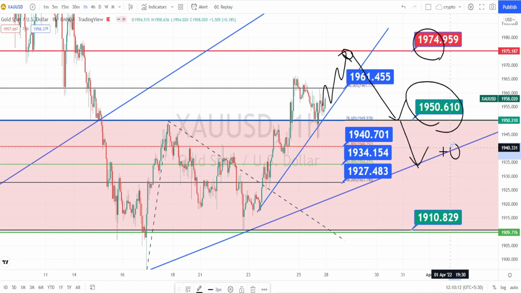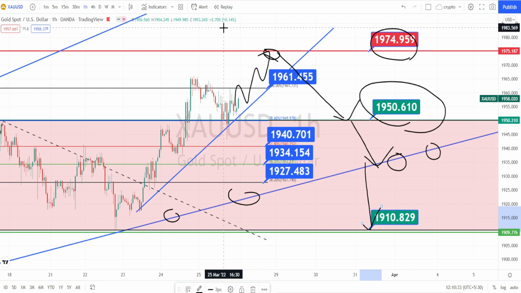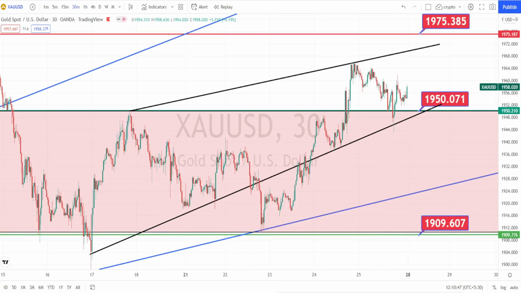We also have the daily time frame trend line or the support line running over here. It has to break this trend line in order to continue its bearish trend also. Let us do the analysis in the 30 minutes time frame. I am in the 30 minutes time frame.